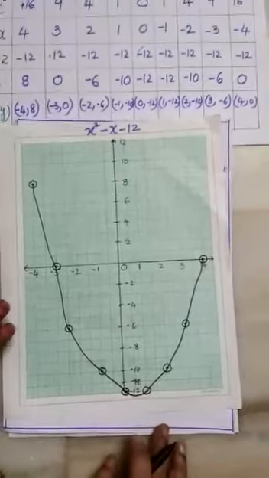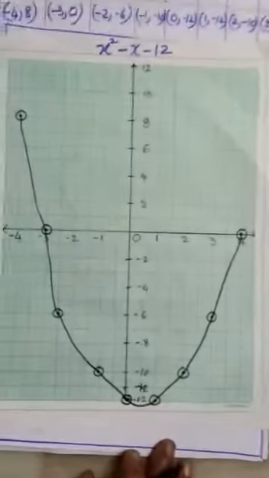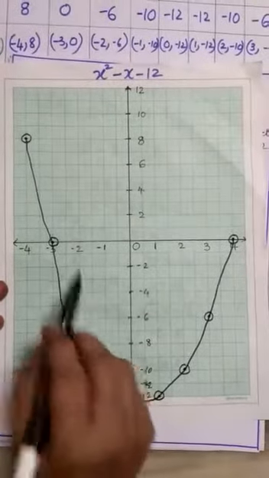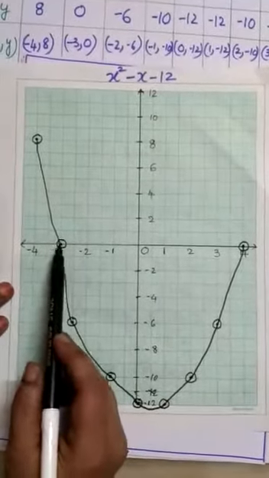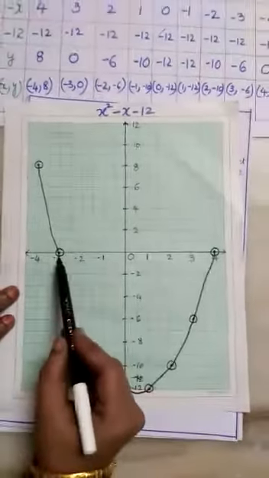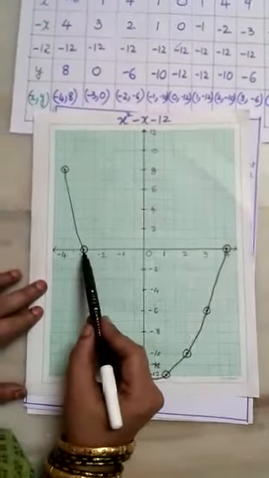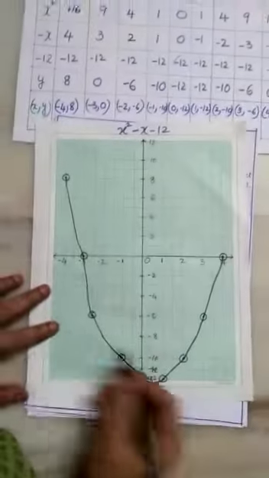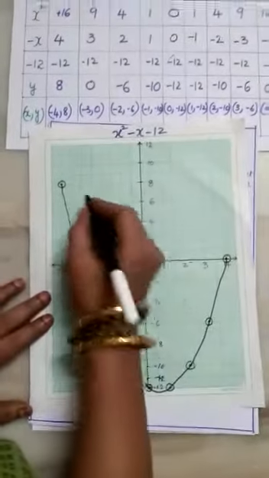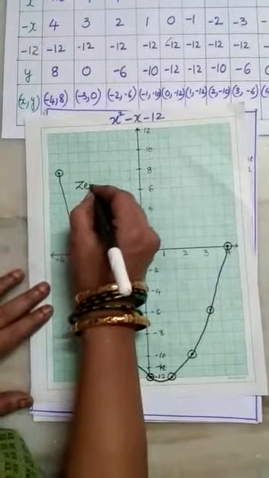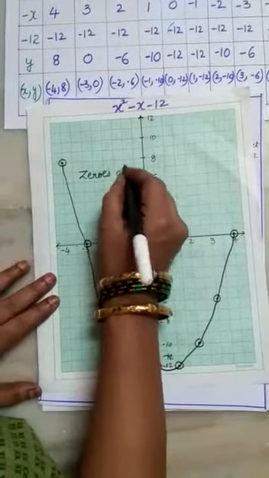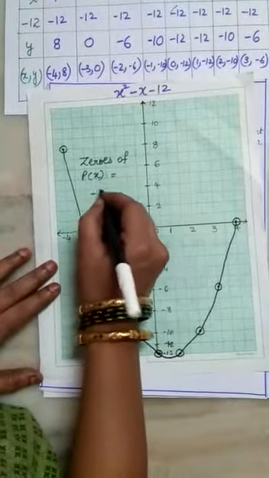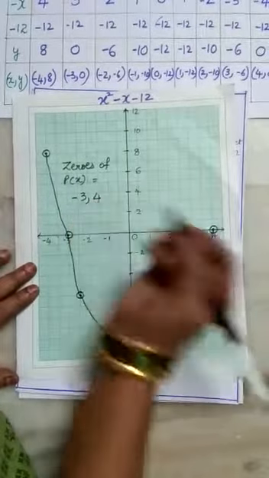So this is a U-shaped curve which is representing a parabola, and if you observe here on the x-axis, the U-shaped curve intersects the x-axis at 2 points, that is minus 3 and 4. That is why the zeros of p of x, that means the given polynomial, are minus 3 comma 4.